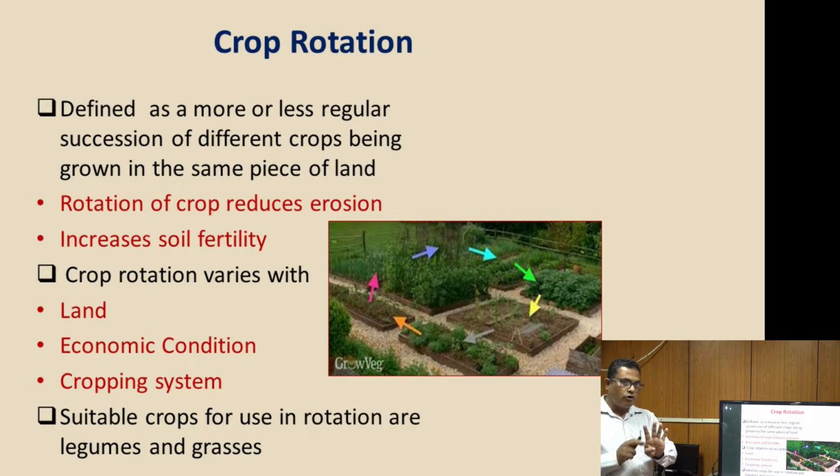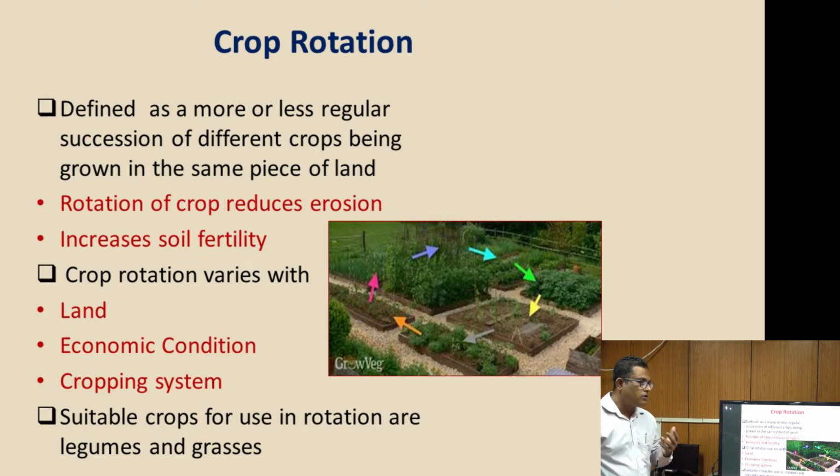Say these are the 4 patches of land. We are growing crop 1 here, crop 2 here, crop 3 here, crop 4 here in a particular year. In the next year we have to shift. This will come here, this will come here, this will come here. So a continuous cycle takes place.